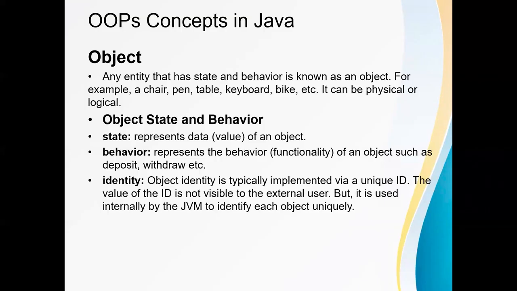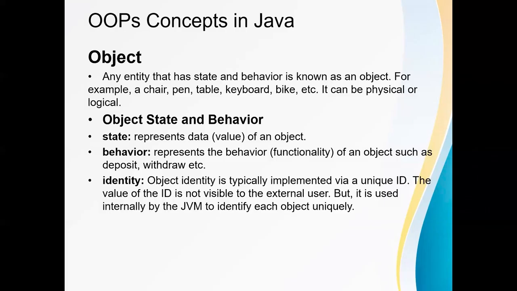See, guys, whatever definition I tell from now is very, very important. I want everybody to memorize this. The first one is object. An entity which has state and behavior is called an object. An entity that has state and behavior is called an object.